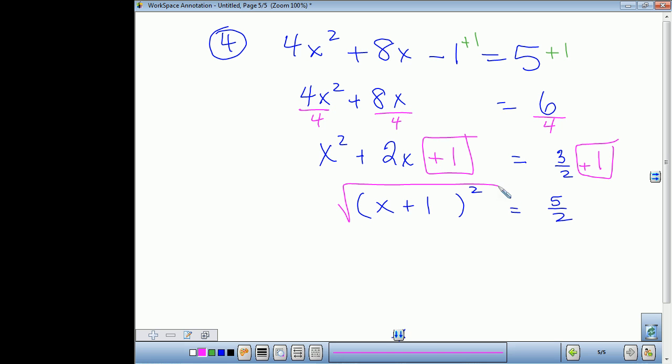So we take the square root of both sides. So over here we just have x plus 1. Alright. Can I take the square root of 2? No, so I have to multiply by 2 over 2, right? So it becomes plus or minus square root of 10 over 2. And then move the 1 back. So we get 1 plus or minus square root of 10 over 2.